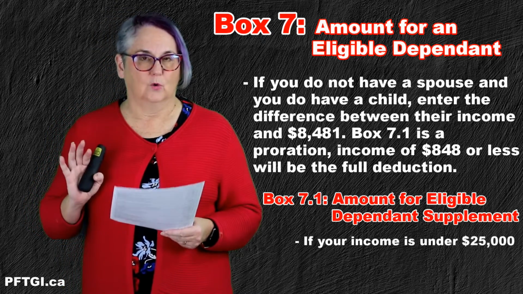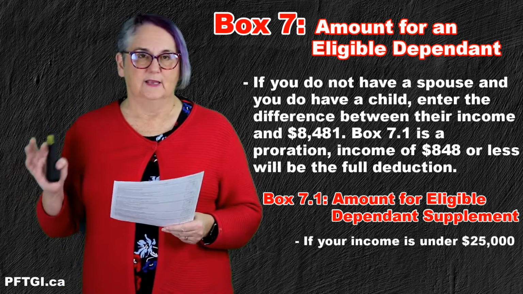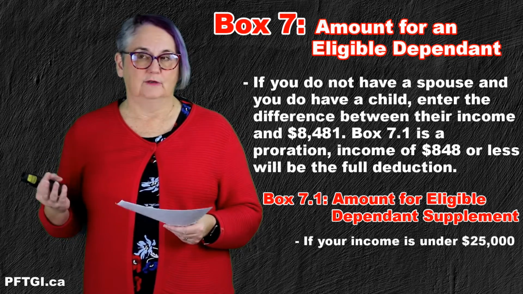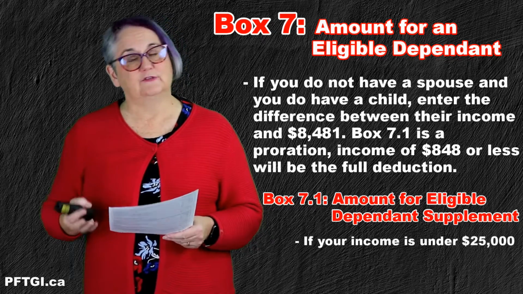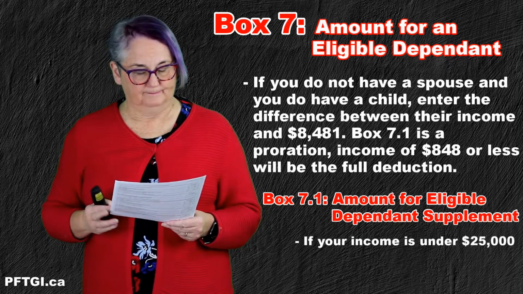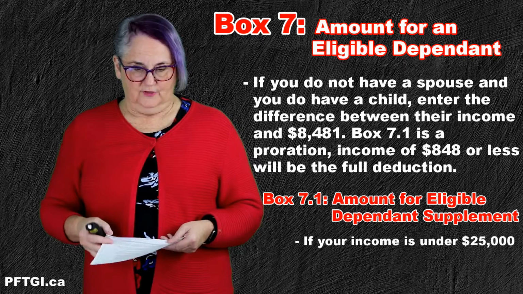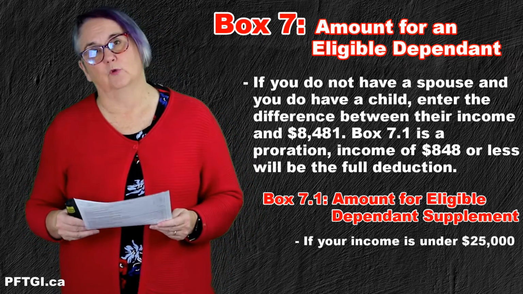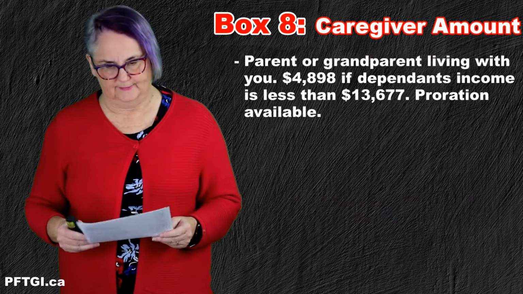So box 7 only applies if you have a child but no spouse. And the same deal: if the child has income, you have to subtract their income from the amount of credit. There's also a supplement for this. If your income is under $25,000, then there's a supplement for you supporting an eligible dependent.